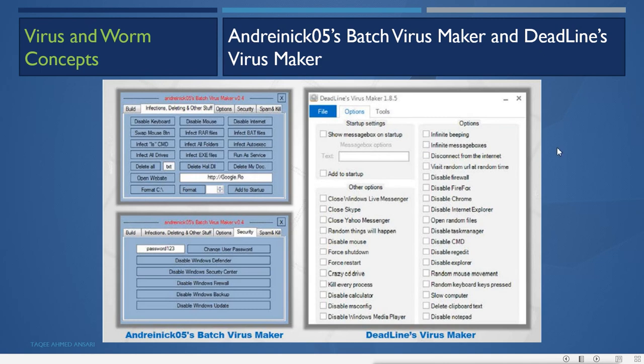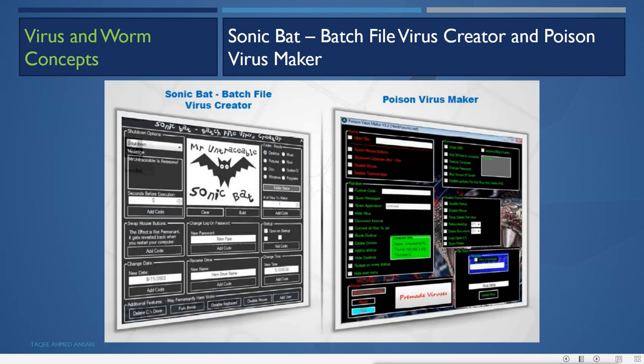There are also other tools like the Nginx batch virus maker and Deadlines virus maker. These are all tools to make viruses. You can make these viruses by using these. You have Sonic Bat, a batch file virus creator, and Poison virus maker.